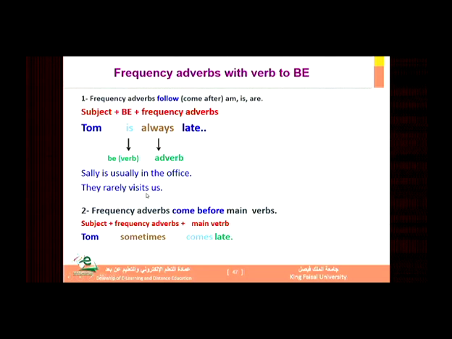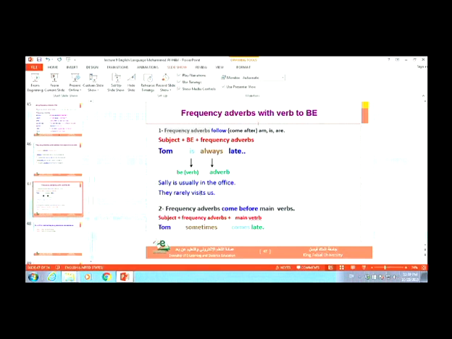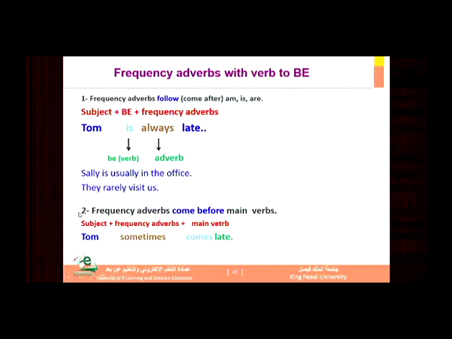They rarely visit us. Do we have a mistake here? Again, they rarely visit us. The verb visit has to be without the s, because we have a plural subject, which is the pronoun they. So they rarely visit us, rather than they rarely visits us. Why is that? Because the subject is plural and the verb has to have no s at the end. So they rarely visit us.